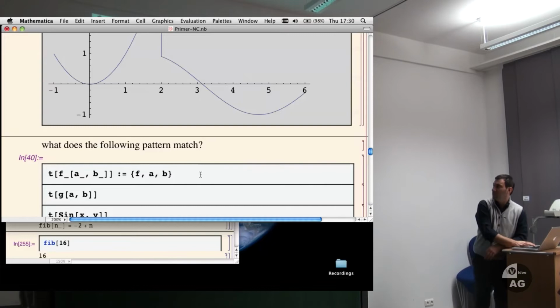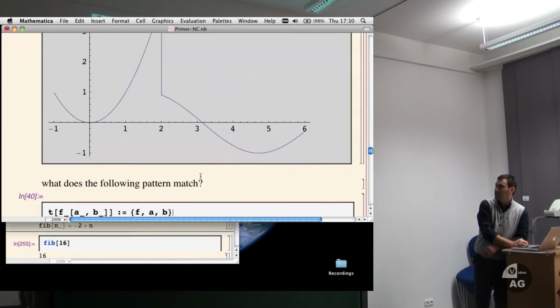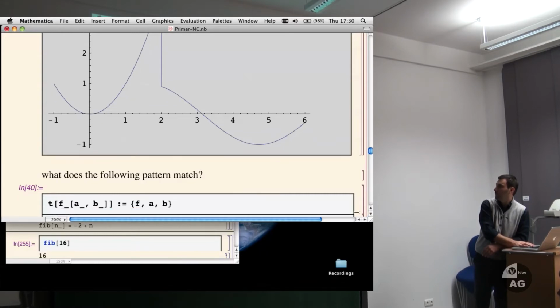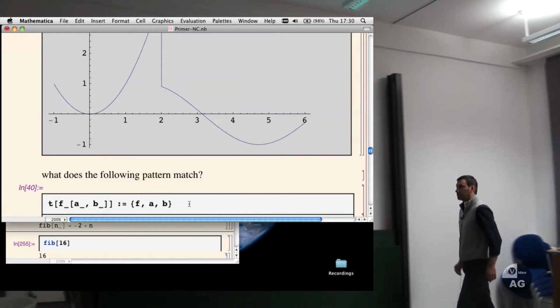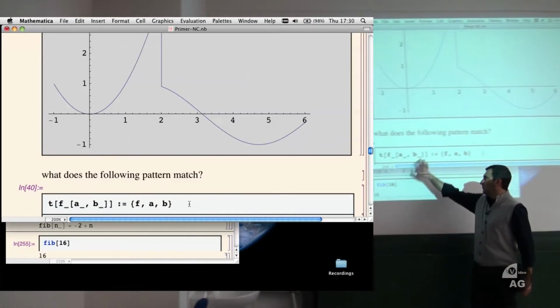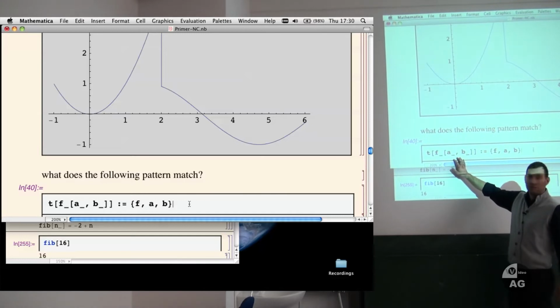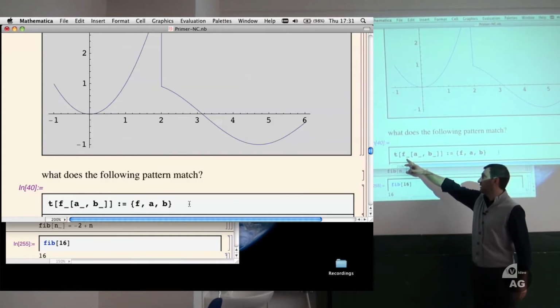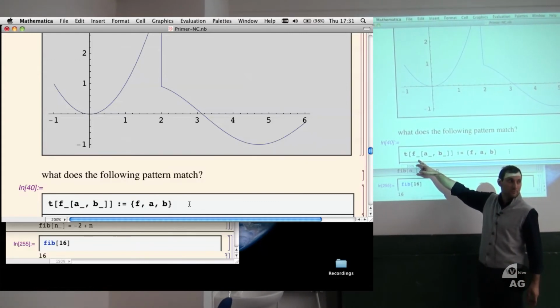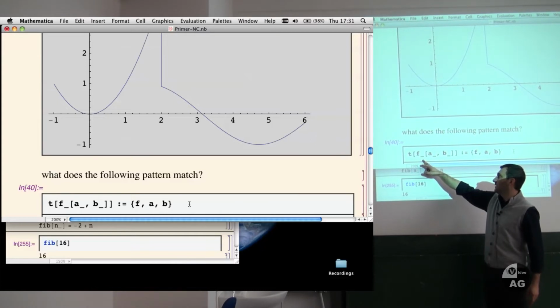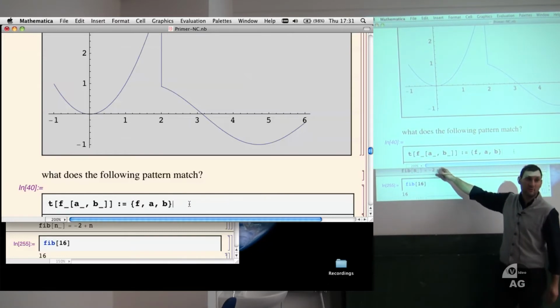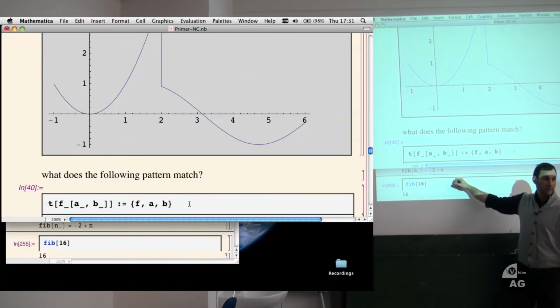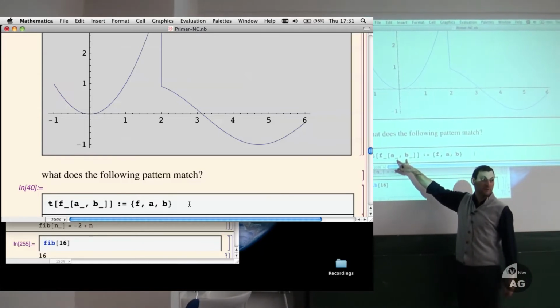Okay, you have seen this already. We talked a little bit about this last week. What does this match? We have a pattern consisting of 3 pieces. What is this? Any function. An unevaluated function. Okay, that's fine. Any function or some special function? Any function that takes 2 arguments.